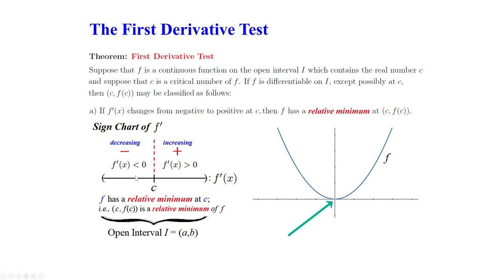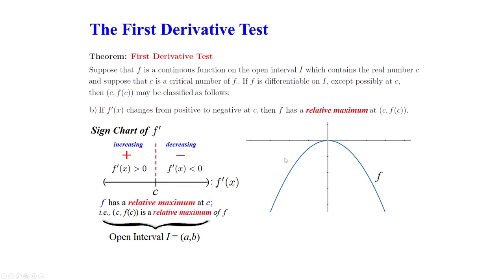If the function decreases on the left-hand side of c, not on the entire domain, just on this open interval. So there's some open interval, say it's from here to here. Now, here, of course, this is an absolute minimum, so of course it's a local minimum, but the idea is there is some interval I on which the function is decreasing on the left, increasing on the right. This would produce a relative minimum.